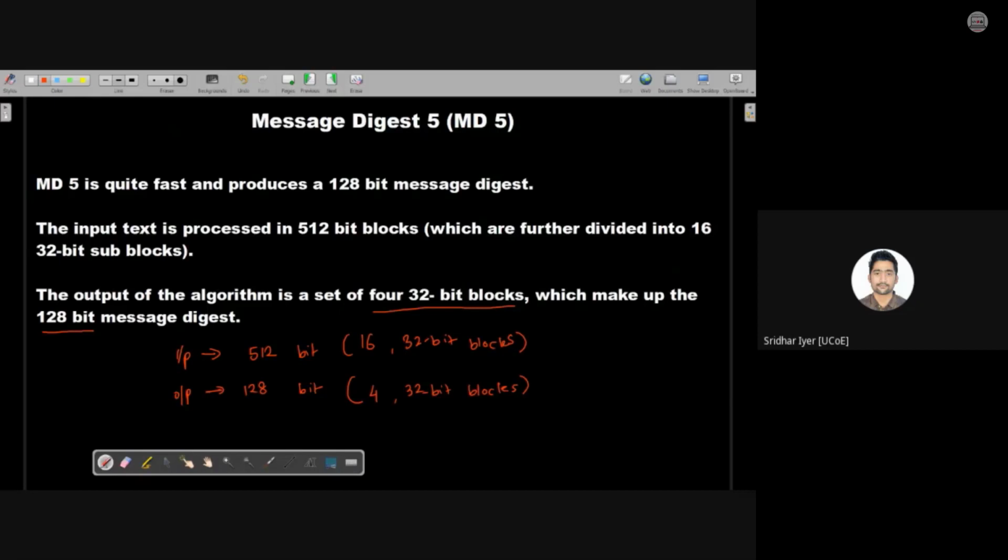Is it clear? Take your time, but kindly clear the concept. Get it clarified if you're having any doubts. So the input is a 512-bit block, which is nothing but 16 32-bit blocks. That is getting converted into a 128-bit fixed size block, which will be nothing but 4 32-bit blocks. How we get that, we will see the whole process step by step, but at least understand this much for now. Fine. Okay, so let's move ahead.